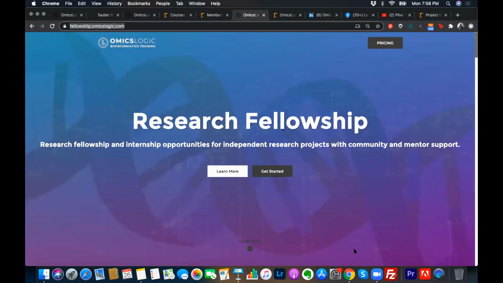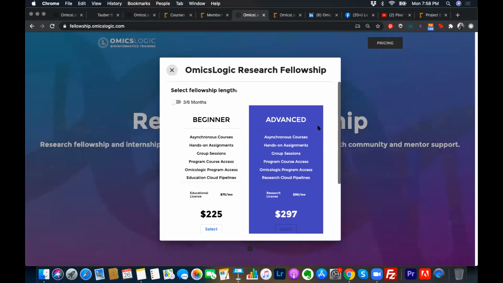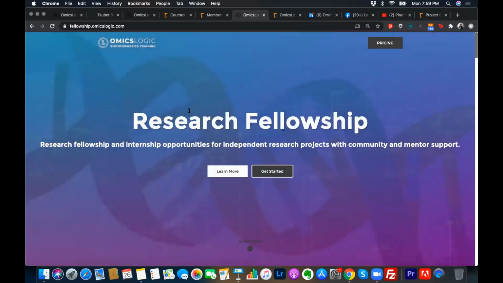You will see that our OmicsLogic program comes in basic or advanced versions. And the difference is, again, the level of access that you get to the t-bio.info platform. Here, the advanced license will allow you to use your own data, not just public domain data, to work on your own project. And you can either do it for 3 months or you can choose to do it for 6 months. That is completely up to you if you are interested.